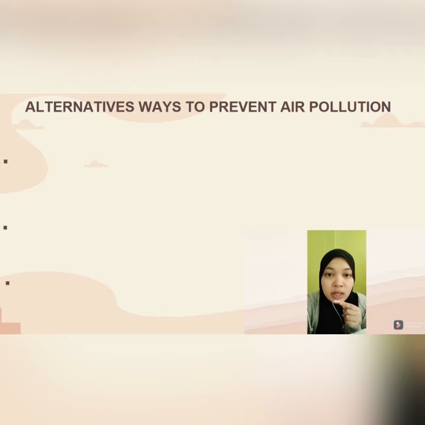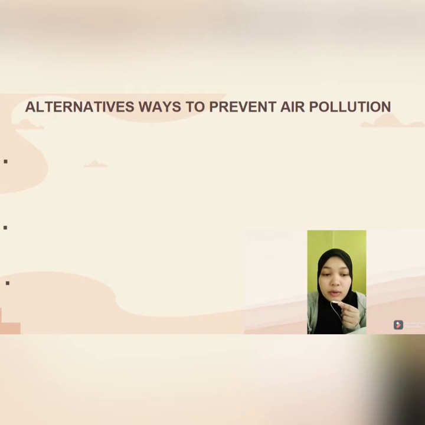I'm going to tell about how to prevent air pollution. So, air pollution is a big problem. If we're turning a blind eye to this problem, it will risk our health and also the health of our planet. So there are many alternative ways that we can use to prevent air pollution.